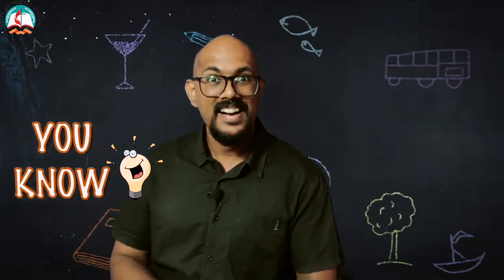It's time for Did You Know? Did you know that our oceans cover up to 70% of our Earth's surface? And among these five oceans, the Pacific Ocean is the biggest ocean in the world. Yeah, and the Pacific Ocean contains 25,000 islands. Wow, it is really a big ocean.